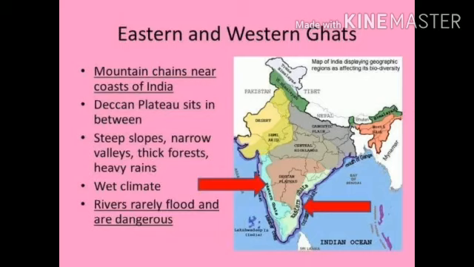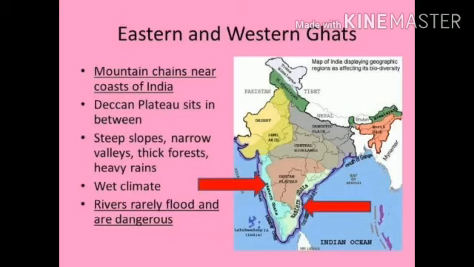Students, name the western and the eastern edges of the Deccan Plateau. Yes, the Western Ghats and the Eastern Ghats. Anaimudi and Tottabetta are the highest peaks found here. Students, which is the highest peak found in the Western Ghats? Yes, Anaimudi is the highest peak found in the Western Ghats.